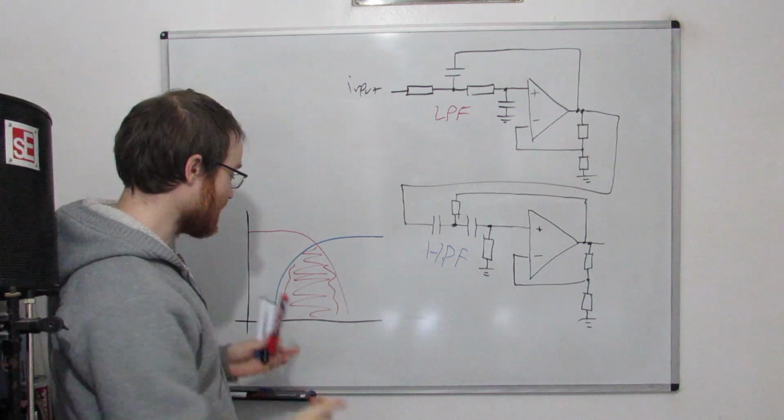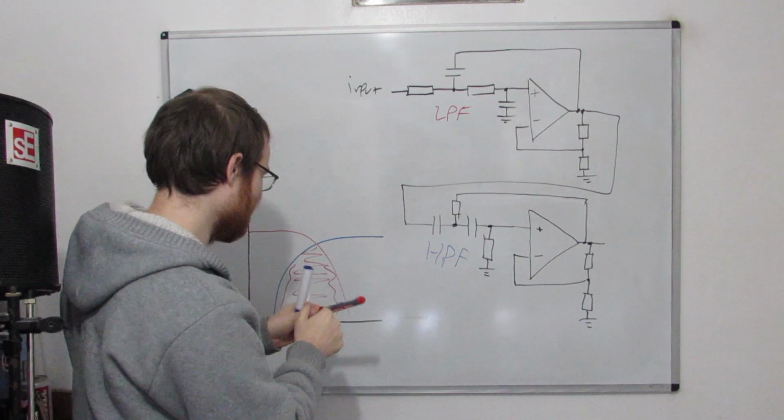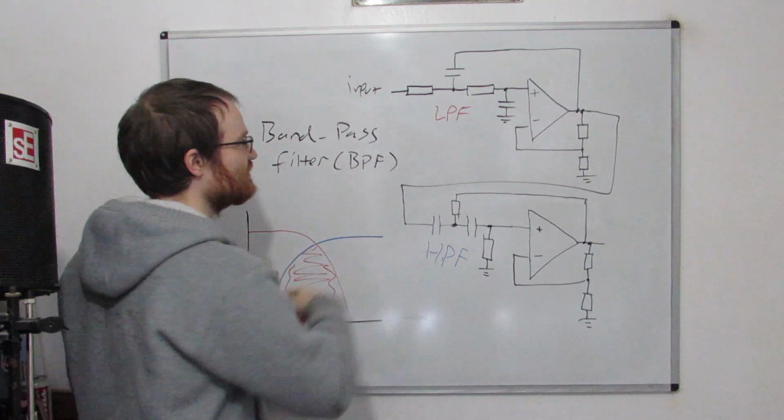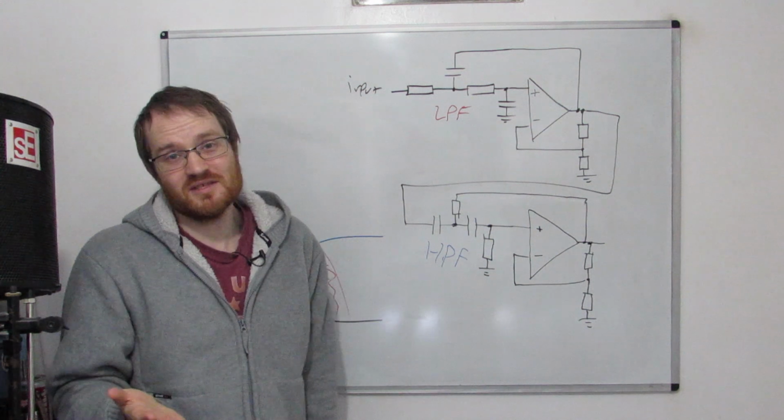We call this a band pass filter because we're passing this little band of frequencies there. Band pass filter, or BPF. Low pass filter, high pass filter, band pass filter. So you might be able to see where this is going.